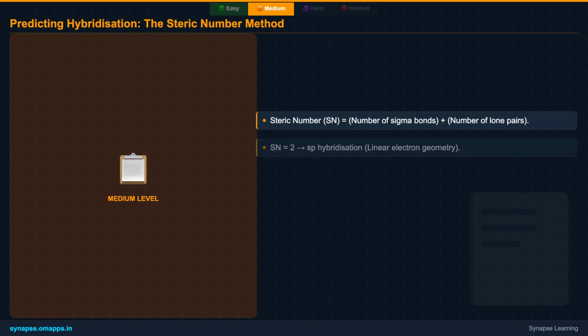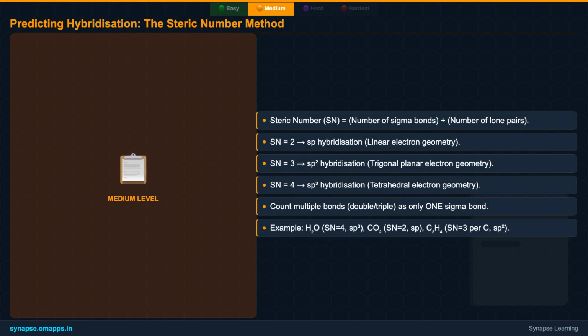One of the most practical aspects of hybridization is being able to predict it. A powerful tool for this is the steric number method. The steric number for a central atom is simply the sum of the number of sigma bonds it forms and the number of lone pairs of electrons it possesses. If your steric number is 2, you're looking at sp hybridization. A steric number of 3 indicates sp² hybridization. And if it's 4, then it's sp³ hybridization.